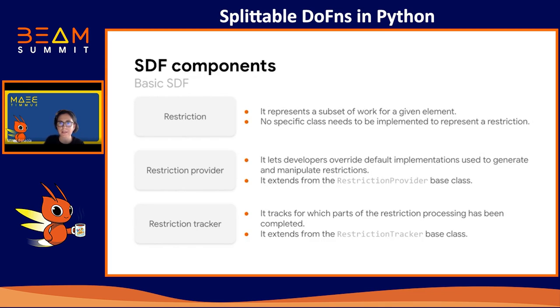And we don't have to implement any specific class. It's something that we as developers will define. We can use whatever best represents a restriction for us. Then the restriction provider is mainly going to give us the initial restriction, the starting point for my element, and a tracker of the restriction. And then the restriction tracker is going to allow us to track which parts of the restriction processing have already been completed. So those are the three elements.